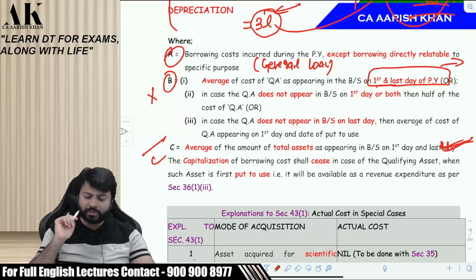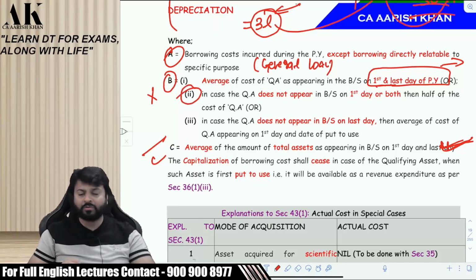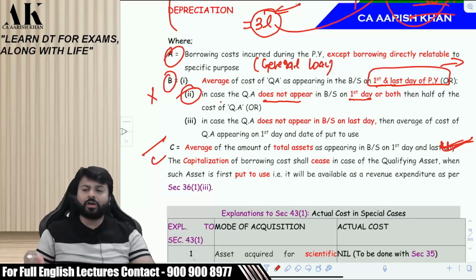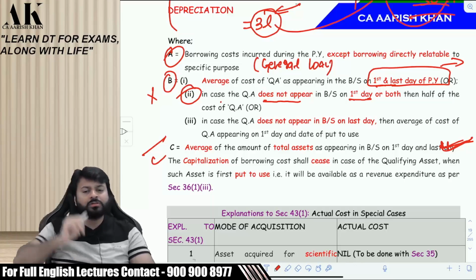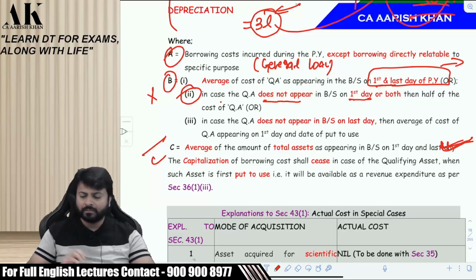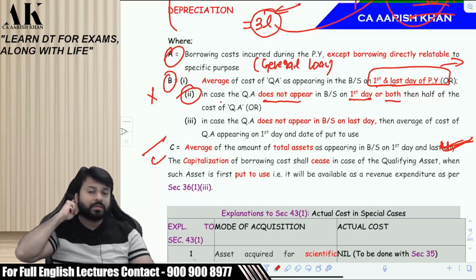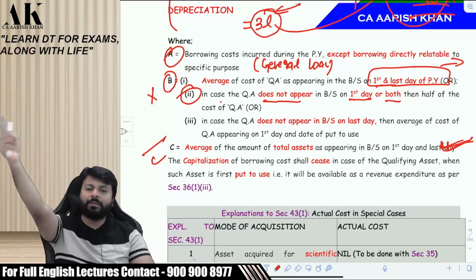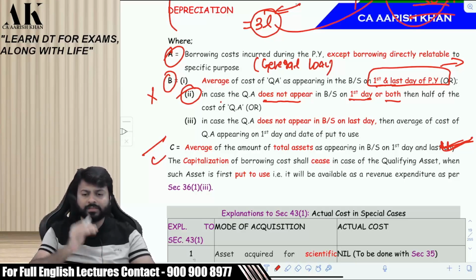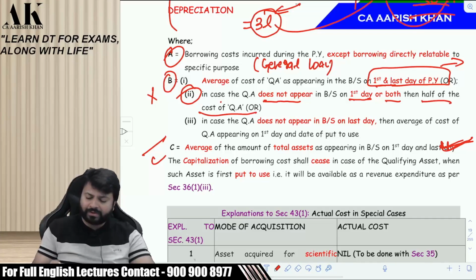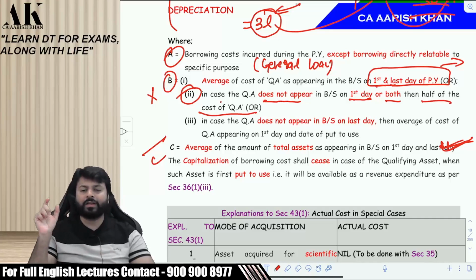Now, this may not be the situation always. Sometimes the situation might be point number 2 also. In case the qualifying asset does not appear in the balance sheet on the first day, can it happen? Because you started constructing the asset in the month of June, so it will not appear on 1st April. Or it does not appear on the first day or the last day, or both. Both means what? Suppose you started in June and completed in December, so it is not there in April, and it is not there in March either. Then what to do? Then take half of the qualifying asset. Whatever is the cost of the qualifying asset, divide by 2. Just take half. Is it clear?